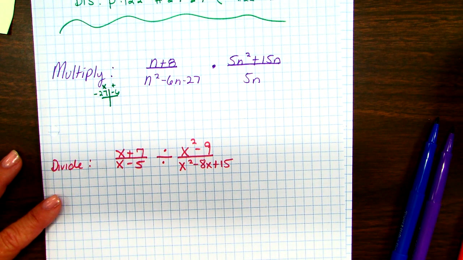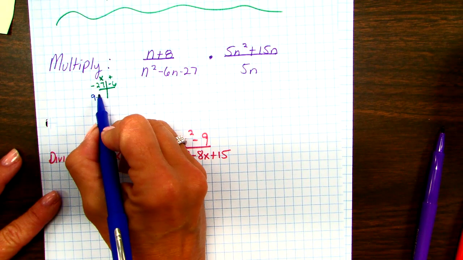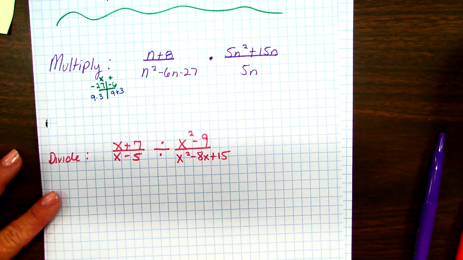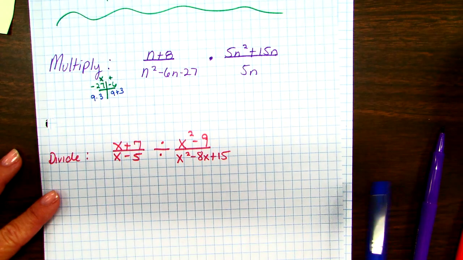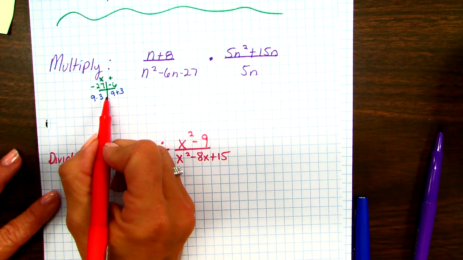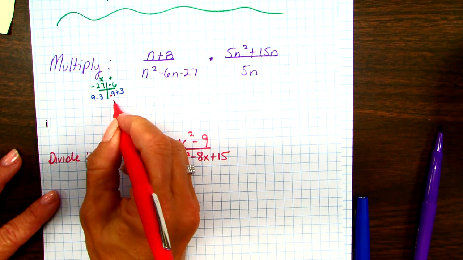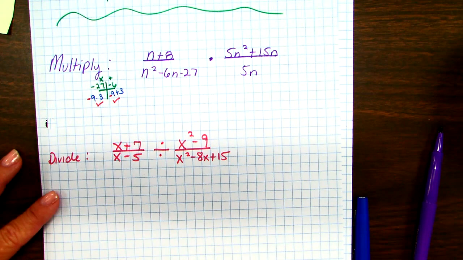And 27 has 1 and 27 or 9 and 3. 9 times 3 does give us 27, and I know I can subtract those and get a 6. But how do I get a negative 6? Play with it with your calculator or in your head, whatever you need to do, but you should know that the 9 would be negative. Make sure it works on this side as well, okay?